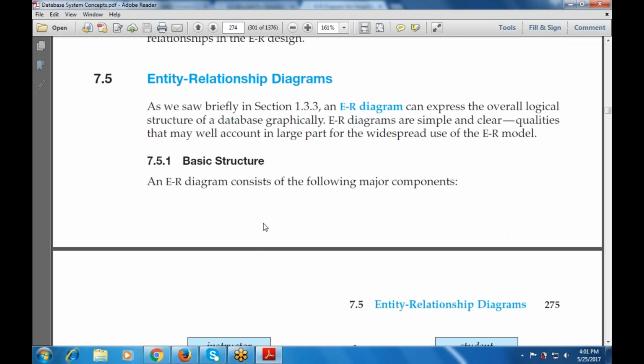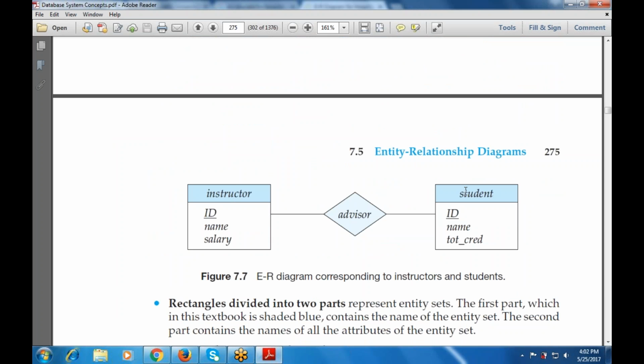Now, next is the basic structure. An ER diagram consists of the following major components. One is the instructor, one is the student. The instructor has three attributes: ID, name, and salary. The student has three attributes: ID, name, and total credits. And what is the relationship between these? That is the advisor, represented in the diamond box.